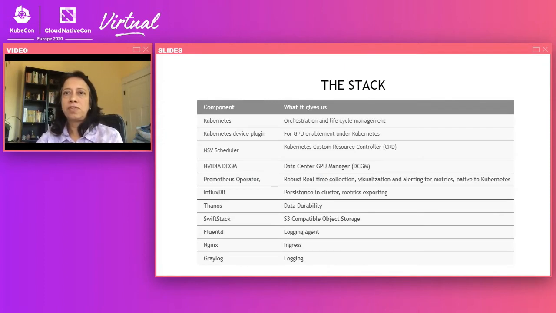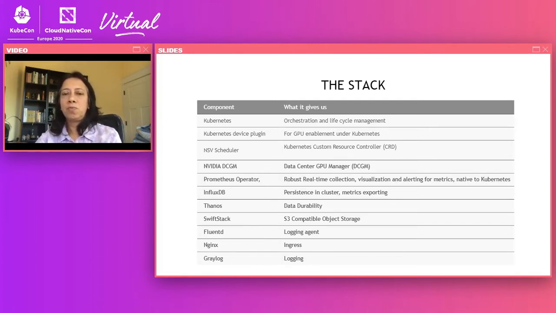These are the components our stack consists of. We decided to use Kubernetes for orchestration and lifecycle management of the system. The system uses the Kubernetes device plugin for GPU enablement under Kubernetes. We developed the NSV scheduler, which is a Kubernetes custom controller. For the observability stack, we have the Nvidia Data Center GPU Manager component for GPU metrics.